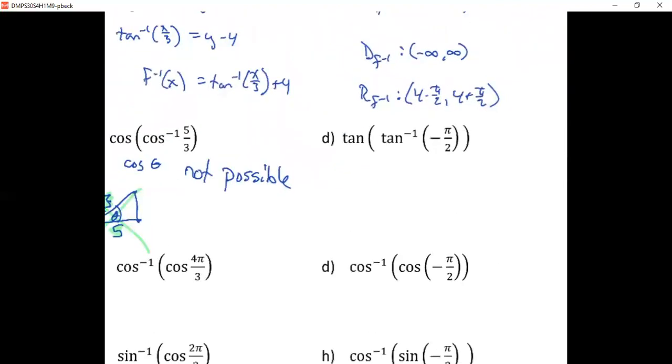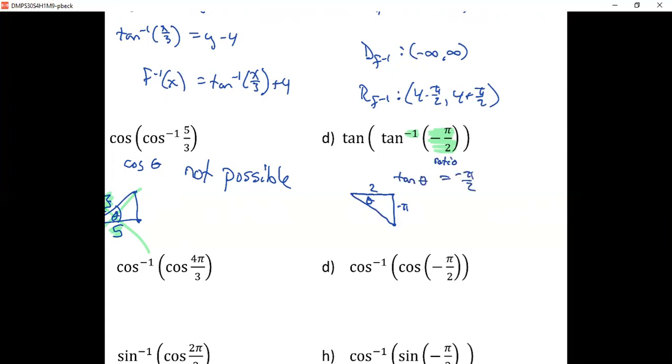For D, our question is, what's the tangent of the inverse tangent of -pi over 2? Well, is that an angle or a ratio? This is a ratio, and we know it's a ratio because it's an inverse tangent. So if I draw this out, it's a negative ratio, so we are in quadrant -1. So the ratio for tangent is opposite over adjacent. So it's -pi over 2. And then the question asks us, what is the tangent of theta? Tangent of theta is one more time negative pi over 2.